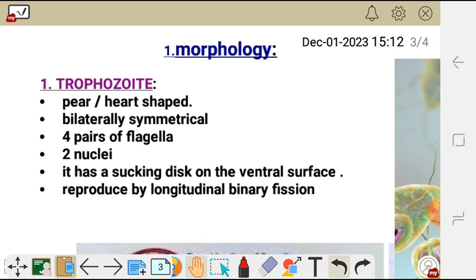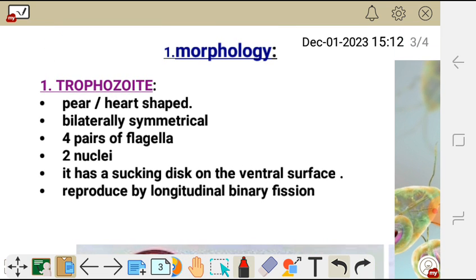And apart from that, it has 4 pairs of flagella, okay, and it has 2 nuclei. Apart from that, it also has a sucking disc which helps it to adhere to surfaces of the intestines, and it also reproduces by longitudinal binary fission.